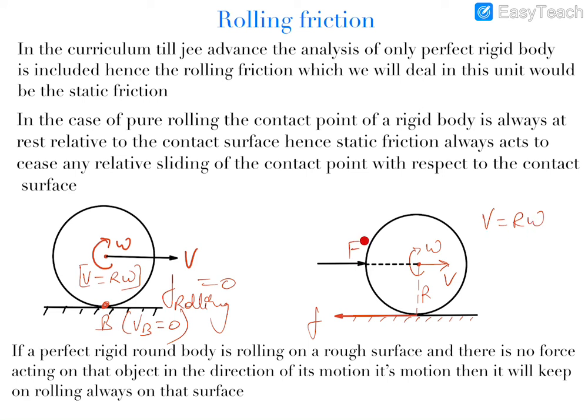So if we apply some force F on this body, then to keep this body in the state of pure rolling always, rolling friction, or we can say static friction, would be acting in the backward direction, because it would create some torque which would also increase omega, and this F is increasing v. So v and omega will increase in such a way that v is always equal to r omega in the course of motion.